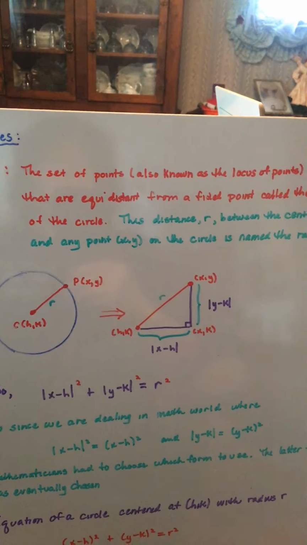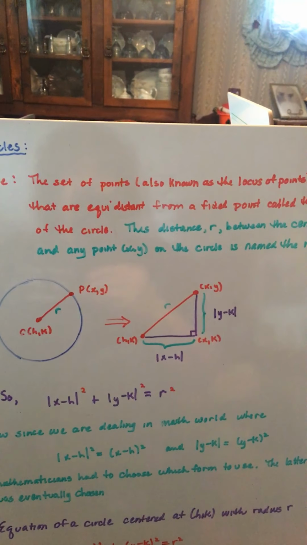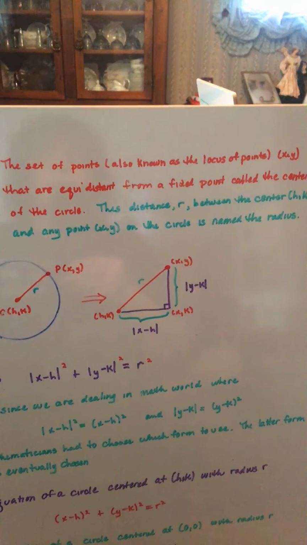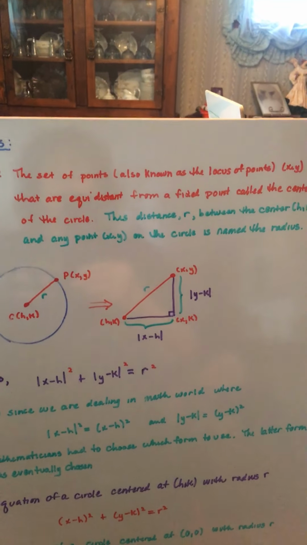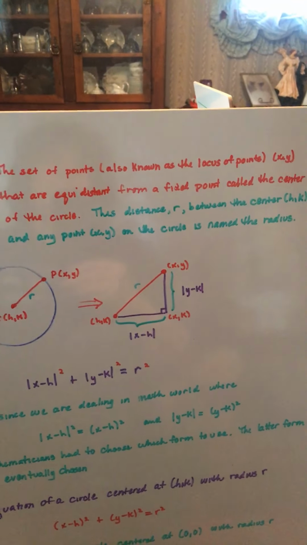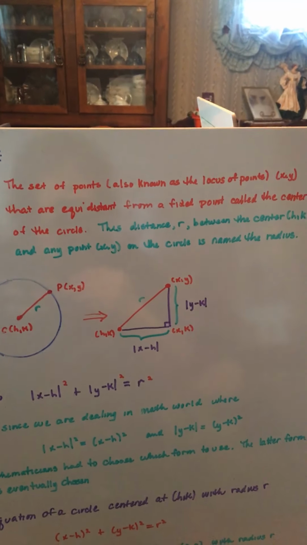Circles are nothing more than the Pythagorean theorem again. The fancy definition for circle is that it's the set of all points. When I was in school, it was known as the locus of all points. Notice location of all points. That's all locus means, folks.